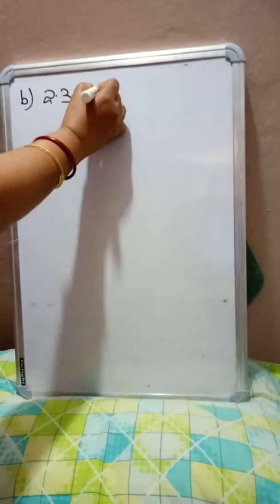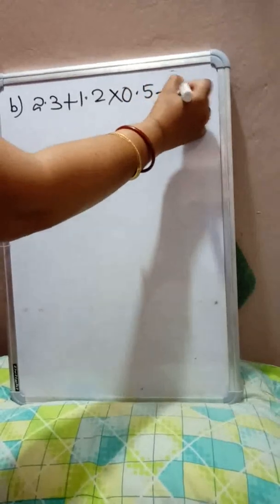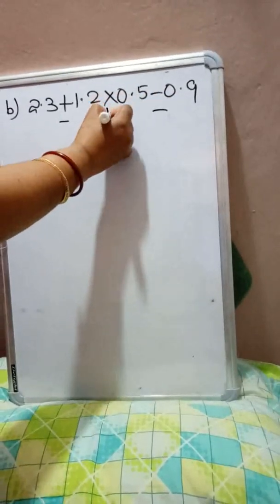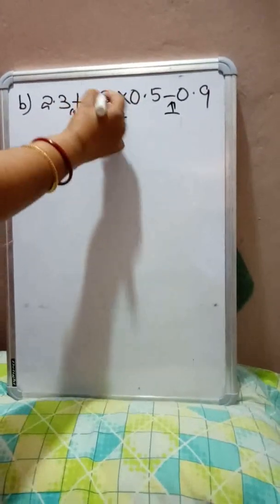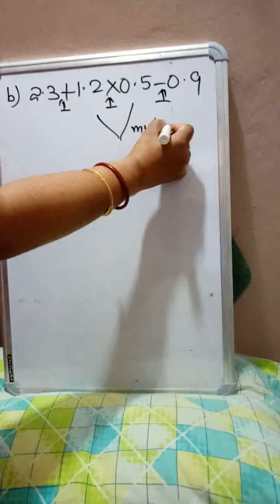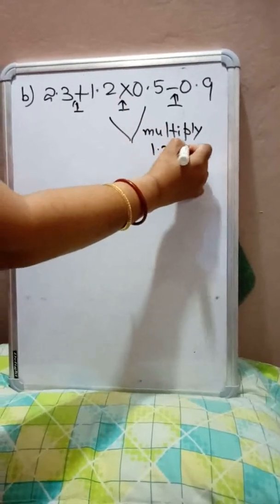Next example is B. 2.3 plus 1.2 multiplied by 0.5 minus 0.9. So here all of you see this addition sign, multiplication sign and subtraction sign. Right? Subtraction sign. So which one will I start first? We will do firstly this multiplication. Firstly we multiply. Okay. So 1.2 into 0.5.